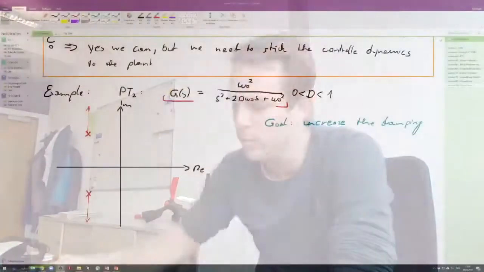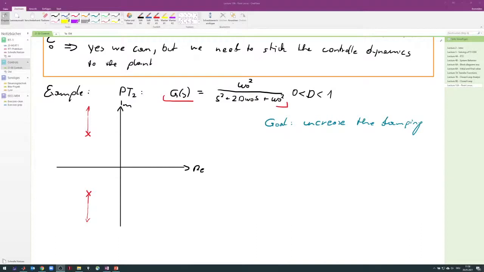How do we increase the damping? Well, we need to think about a differential part in the controller. So instead of a pure proportional controller, we are actually adding a differential part. We are adding a zero in our controller. Okay, let's do this. So we know if we apply a PD controller, or let's write it down, what you say: not possible with pure proportional feedback.